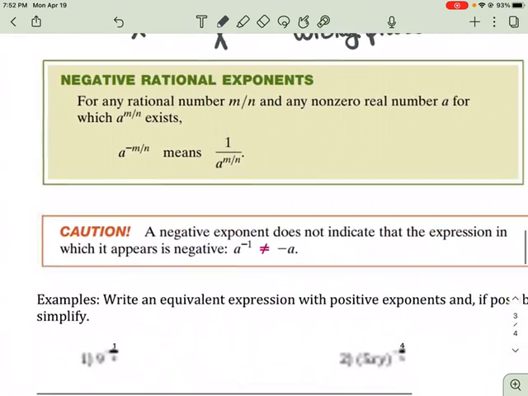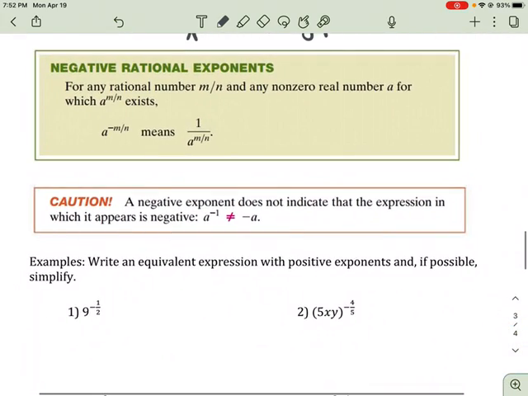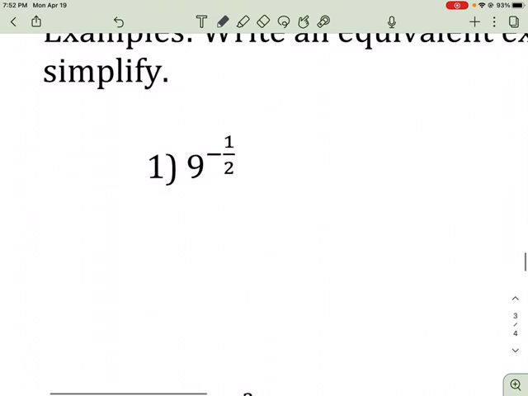Okay, so let's try a couple of these. We're going to do all of these together. Now be careful, okay? Here it says the rational number m over n: a to the negative m over n means 1 over a to the m over n. So we're going to make it 1 over the number that we get. Keep in mind that a negative exponent does not mean make it a negative number. People do that all the time, and we don't want to do that. Okay, let's see if we can do this. So negative means 1 over.